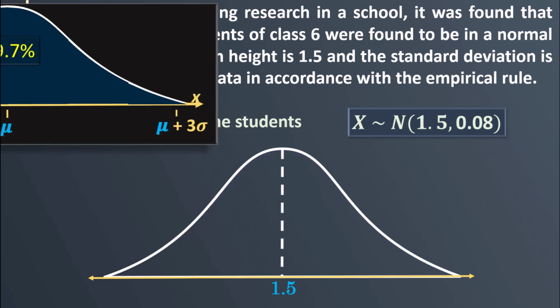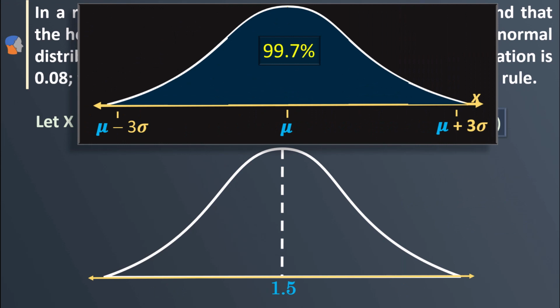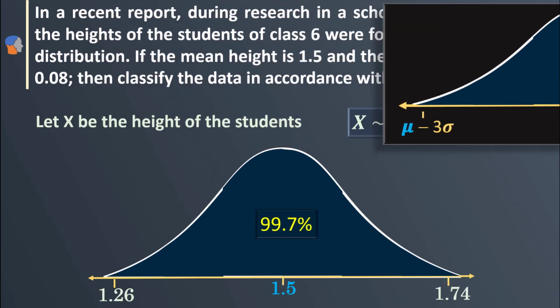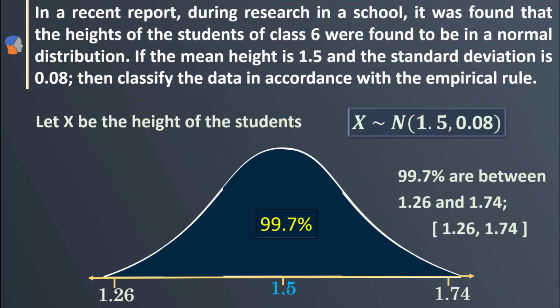Let me apply the last part. It says between mu minus 3 sigma and mu plus 3 sigma, that means within 3 standard deviations, the area under the curve is 99.7%. So according to that, we can find 1.5 minus 3 times 0.08 and 1.5 plus 3 times 0.08, which is 1.26 and 1.74 respectively. That means 99.7% are between 1.26 and 1.74.